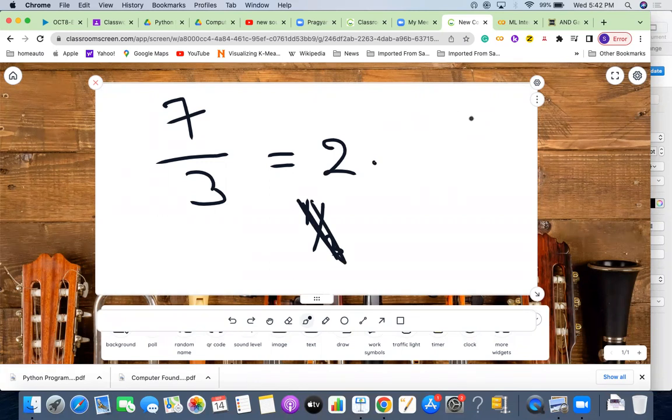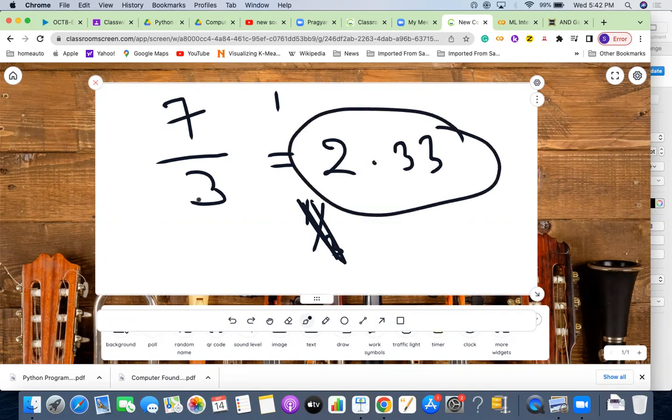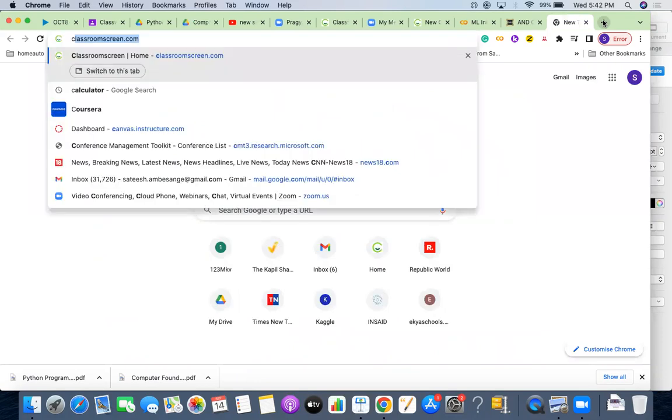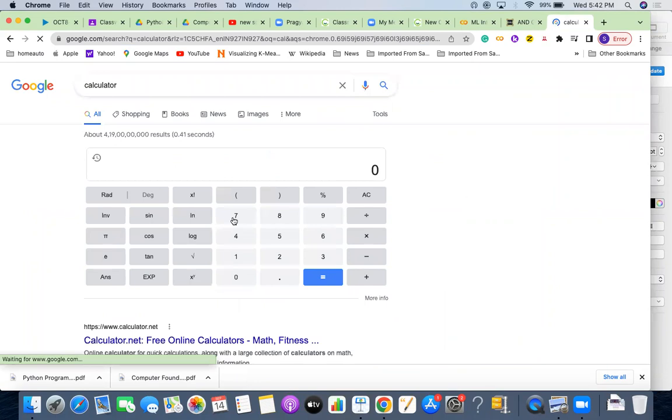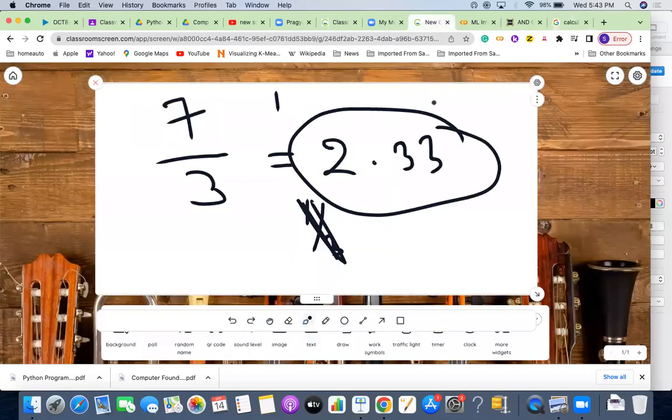If you divide by the number, 3 times 2 is 6, so 6 is done. 1 is left. 1 divided by 3 is actually 0.33. So this is the result, correct? So 7 divided by 3, you will get 2.33. This is called normal division.